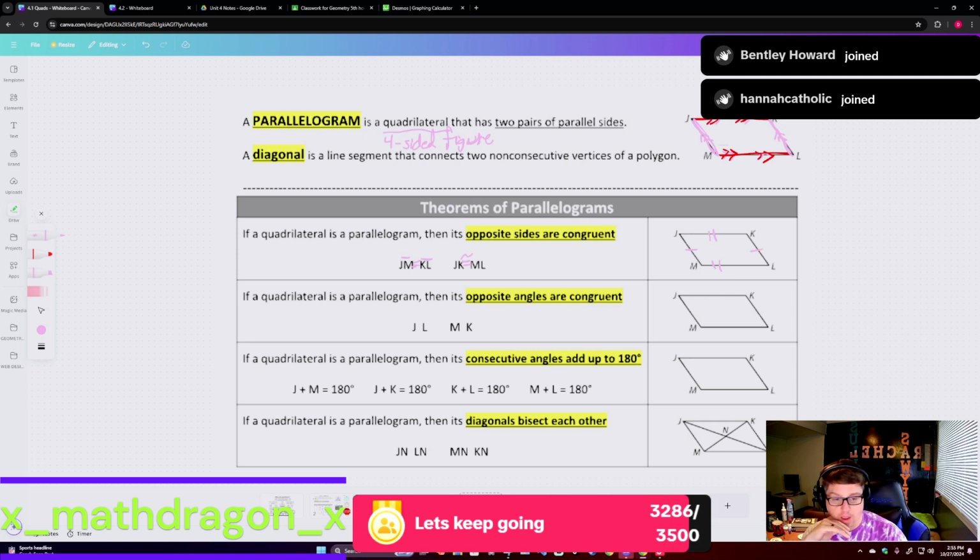Now, opposite sides might be equal, but that doesn't mean the tops are going to equal the sides. They could be different lengths. This could be 5 and 5. This could be 7 and 7. All I know is that the top is equal to the bottom and the right is equal to the left. I don't know if the left is equal to the top.